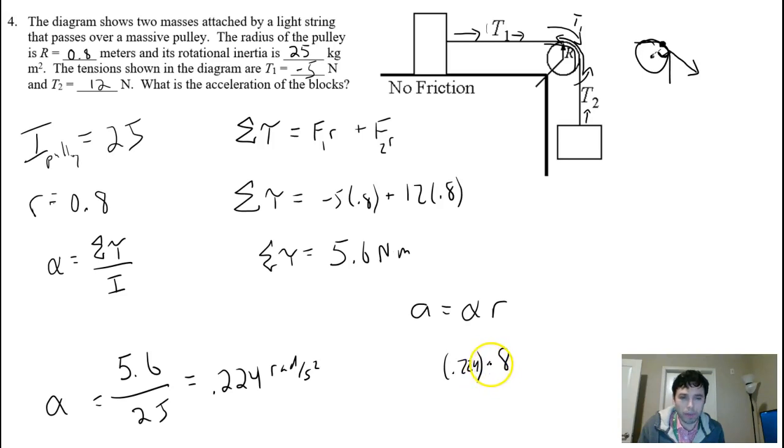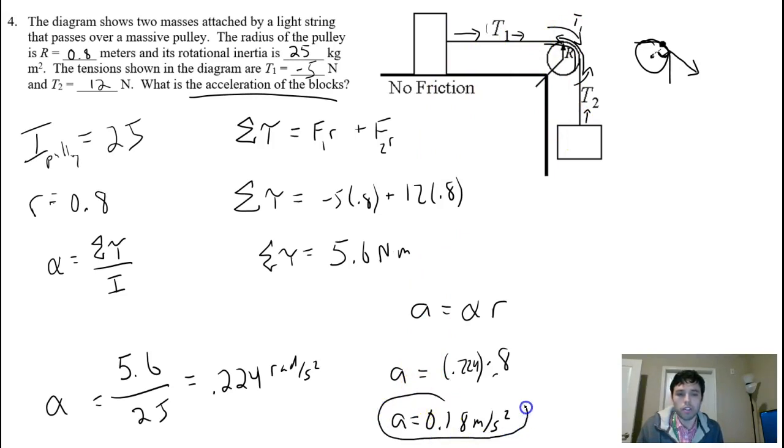That's a times, not a negative sign. So this is 0.224 times 0.8. I know my handwriting is just beyond awful. Sorry. So we get 0.8 times 0.224, and it's about 0.18 meters per second squared. That's the acceleration of the blocks. In fact, the whole thing, whether it's the pulley, the string, or either block, it's all accelerating at a translational acceleration, or linear acceleration, all means the same thing, of 0.18 meters per second squared.